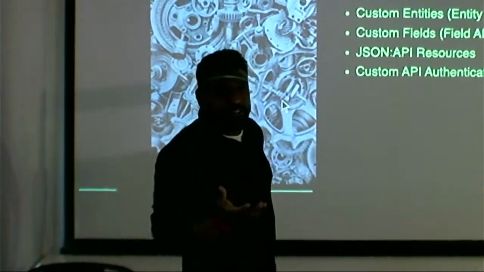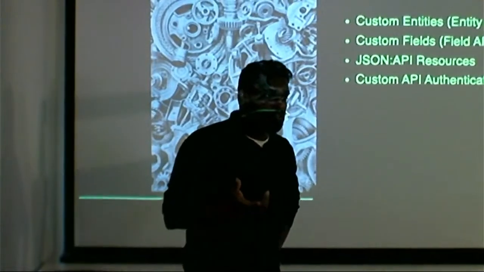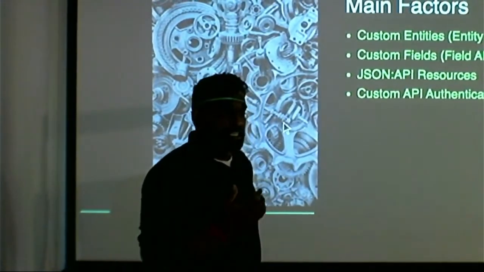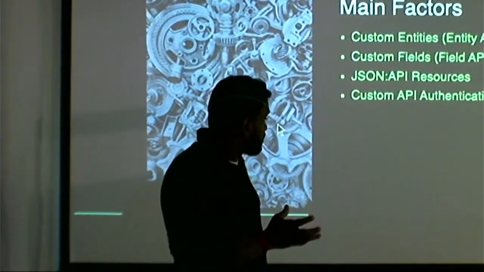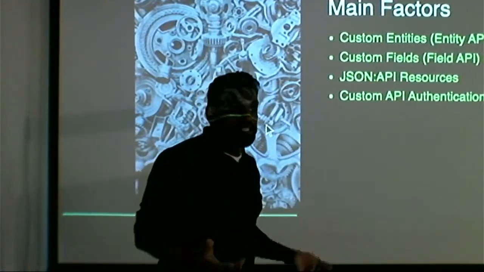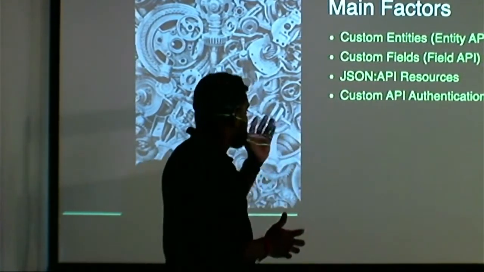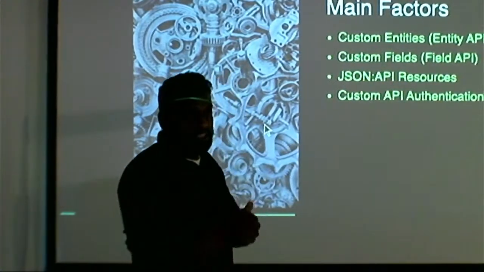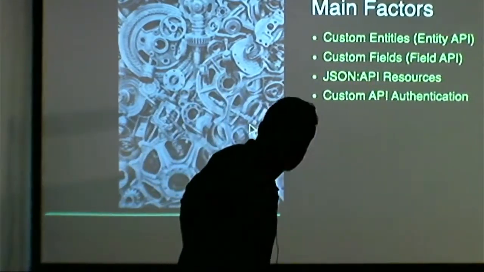And then JSON API resources, again, this is a contributed module. I don't know if you guys know this one. So JSON API resources is a contrib module, and all the JSON API I was talking about, the APIs are built using the JSON API resources. I have some slides explaining that. And then there's a custom API authentication. We can go actually one at a time.